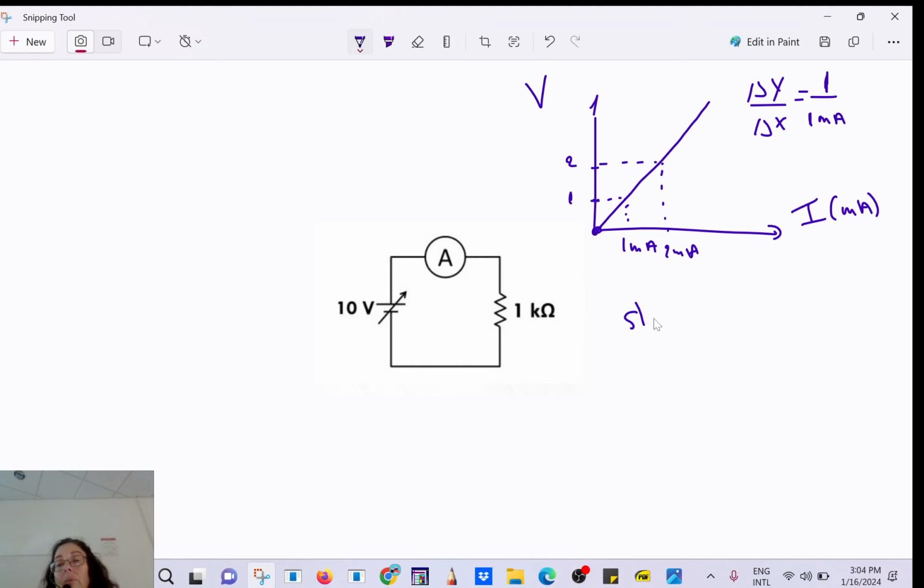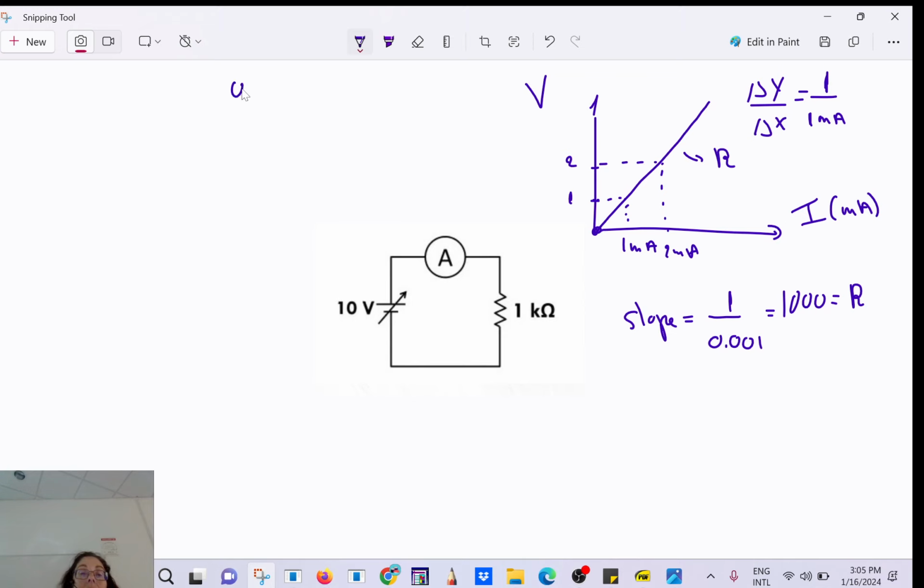Okay, so the slope equals 1 over 0.001, which is 1000. And 1000 is the resistance. So all that to say that the voltage is proportional to the current, and the constant of proportionality is R. R is the slope. V equals Ri.